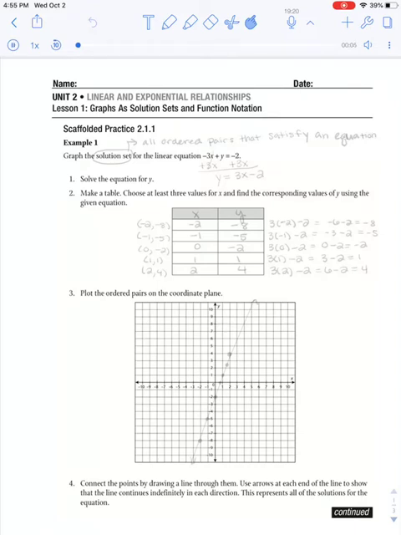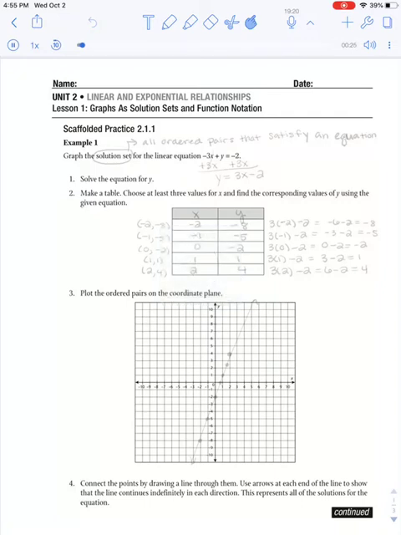Let's start the next chapter, which is going to begin with 2.1.1. So we're looking at graphs as solution sets and function notation. The first one says graph the solution set for the linear equation negative 3x plus y equals negative 2.